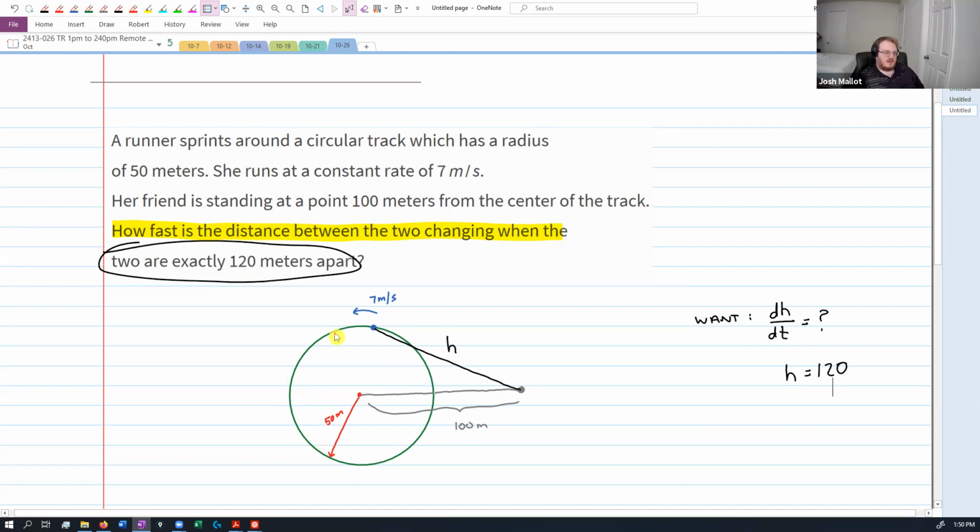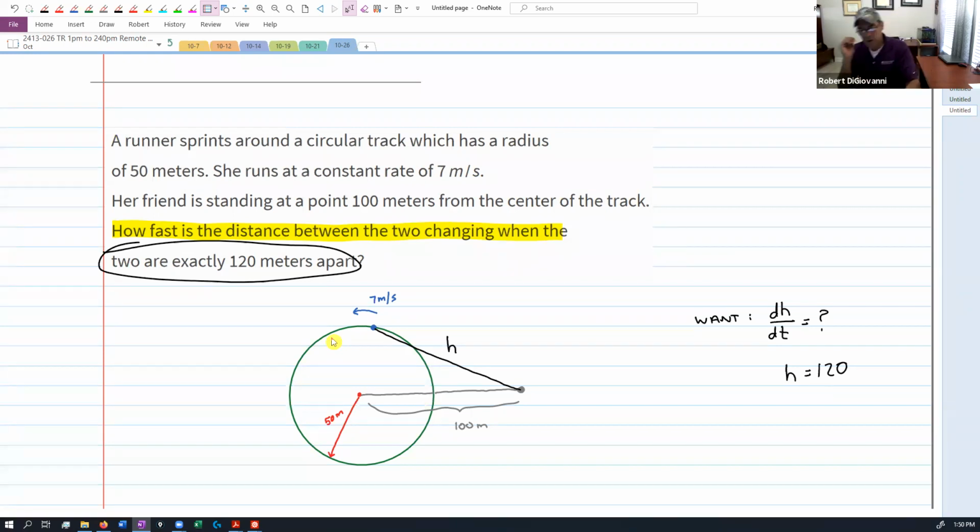Well, yeah, there could be two answers, but think about it. If she's right here, and she's 120 meters away, is H growing or shrinking? Growing, because she's running this way. And then when she comes around like that, she gets to 120 meters, but now H is shrinking. So we're going to get one answer, either positive or negative, but the magnitude of it will represent the speed that she's moving away or towards.